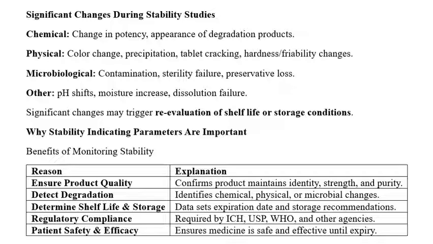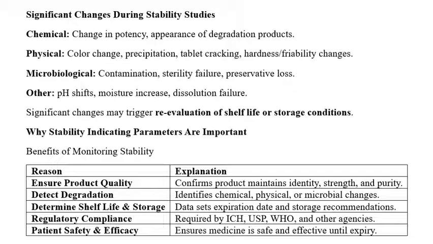Then significant changes. Significant changes means a deviation from meeting the quality parameters. Chemical significant changes like change in potency, appearance, degradation products. Then physical: color change, precipitation, change in the hardness, or the tablet may become soft. Microbiological contamination, sterility failure, loss of the preservative. Then others like pH change, moisture increase, dissolution failure. All these are the significant changes.